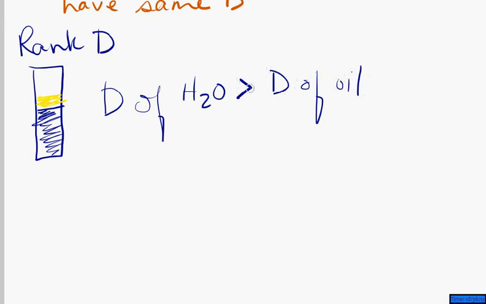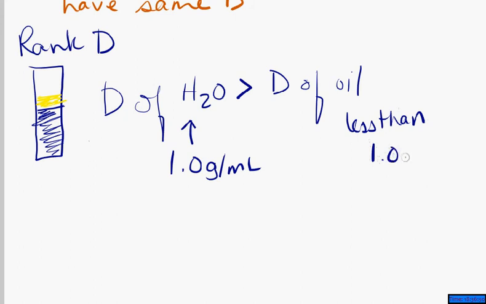So if I pour a bunch of things in a tube or in a graduated cylinder, they will arrange themselves by densities. The highest density goes to the bottom, and the lowest density goes to the top. The density of water, by the way, is 1.0 grams per milliliter. So what does that say about the density of oil? Well, of course, it has to be less than 1. The density of oil is less than 1. It has to be, because oil floats on water.